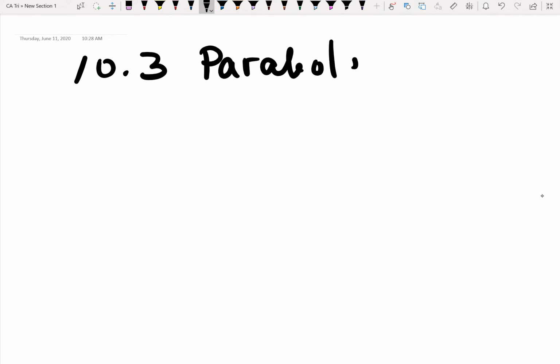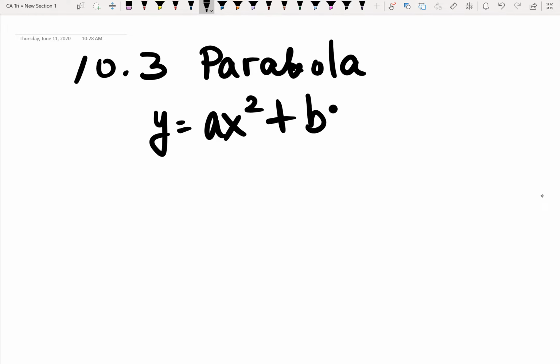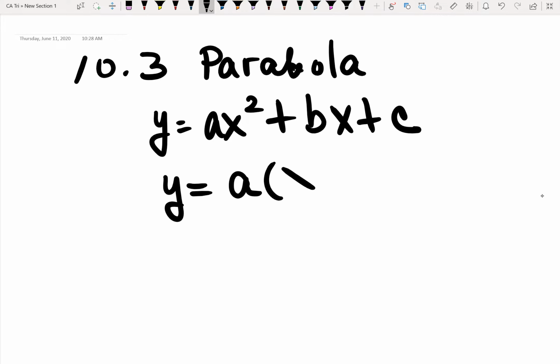Okay. Now, this section is section 10.3, and we're dealing with the parabola. In the parabola, if you recall, you have learned that the general equation is y equals ax squared plus bx plus c. The general function can also be written as y equals a times (x minus h) squared plus k.